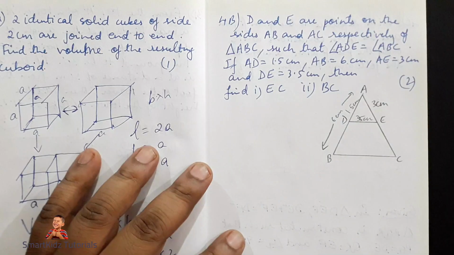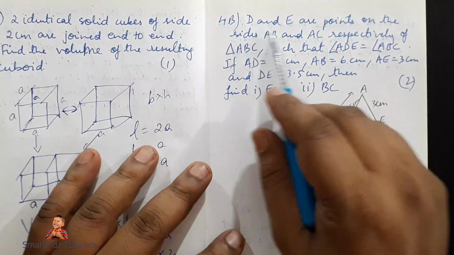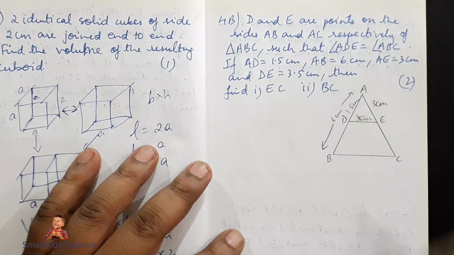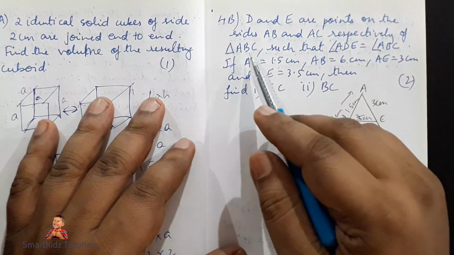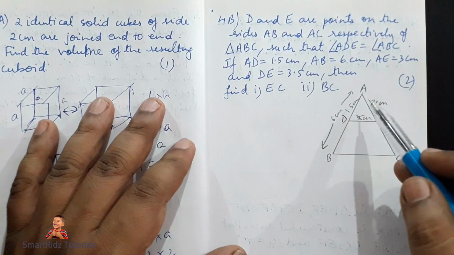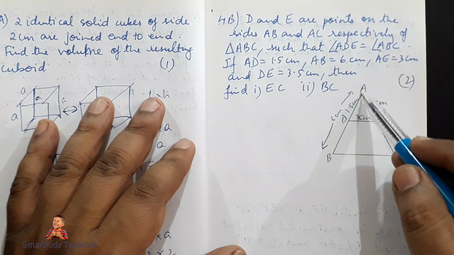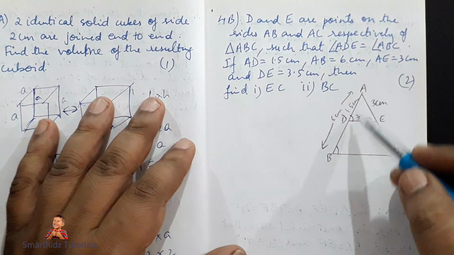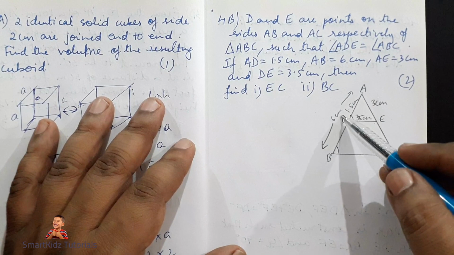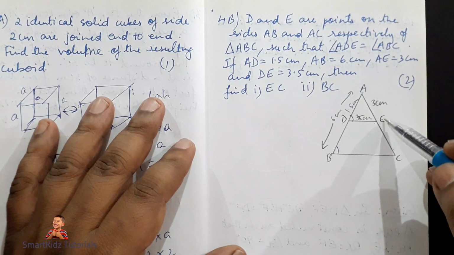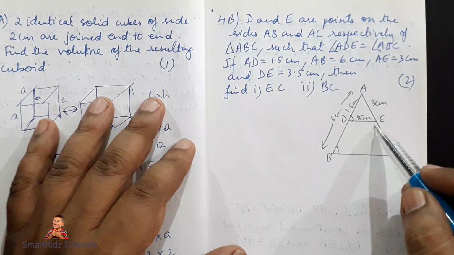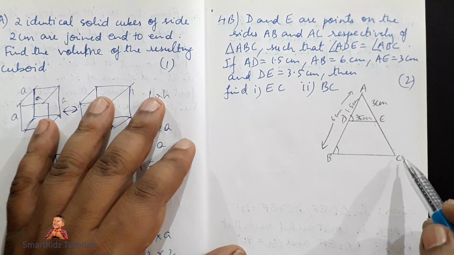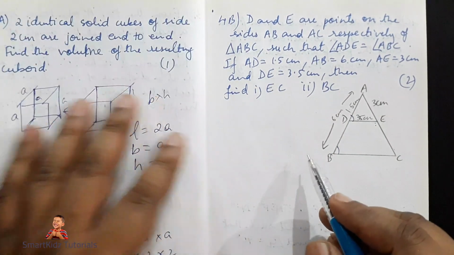Next, 4b for 2 marks. D and E are points on the sides AB and AC respectively of triangle ABC, such that angle ADE is equal to angle ABC. So these two are given equal to each other. AD is 1.5 centimeters, AB is given to us as 6 centimeters, AE is given as 3 centimeters, and DE is given as 3.5 centimeters. We need to find EC and BC. So let's begin finding that.